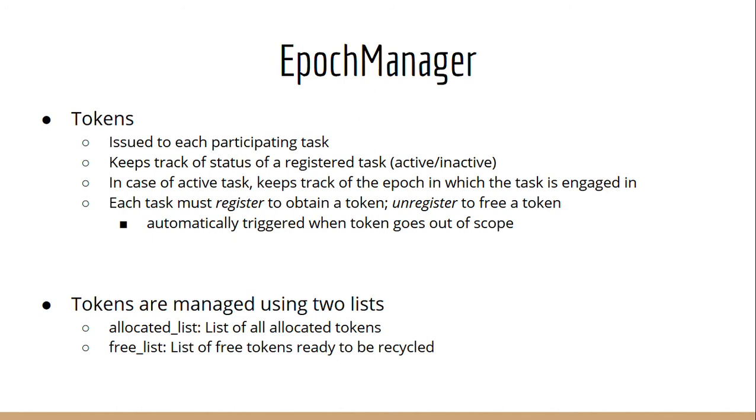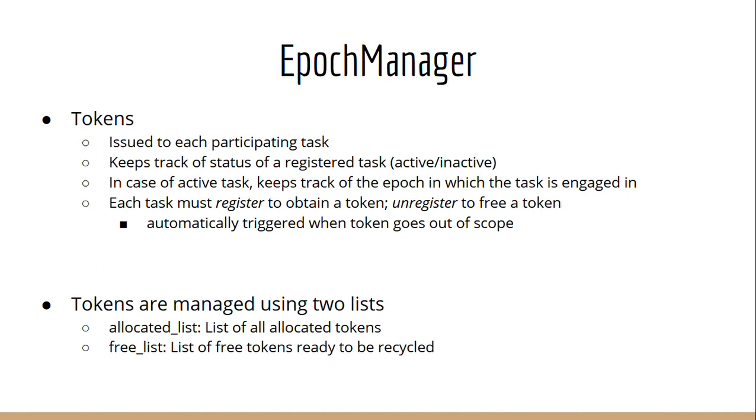Tokens. Tokens play a key role in Epoch Manager's functioning. A token is basically an object that is issued to each participating task. Tokens act as the task handle to Epoch Manager. It keeps track of the registered task status, that is whether it is active or inactive. Active simply implies that a task is in a critical section and is accessing a shared object. In case of an active task, its token keeps track of the epoch in which the task is engaged.